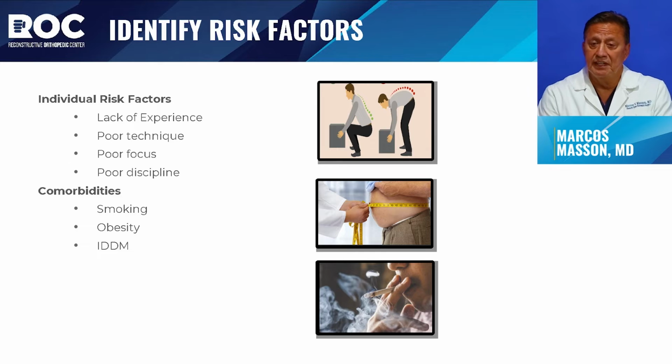It could be poor technique or poor focus because of distraction, or just poor discipline that comes with lack of experience. And then the comorbidities, which is essentially our disease processes or disease-associated elements that can increase risk of injury or can increase risk of disease, are things like smoking and obesity and insulin-dependent diabetes.